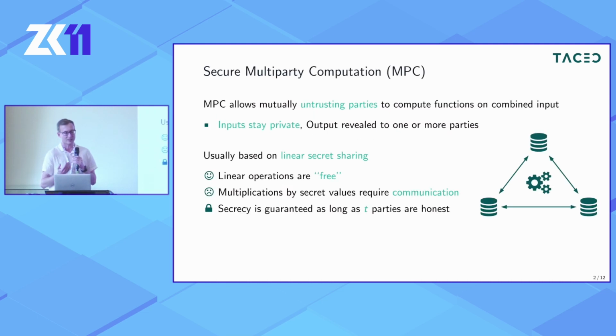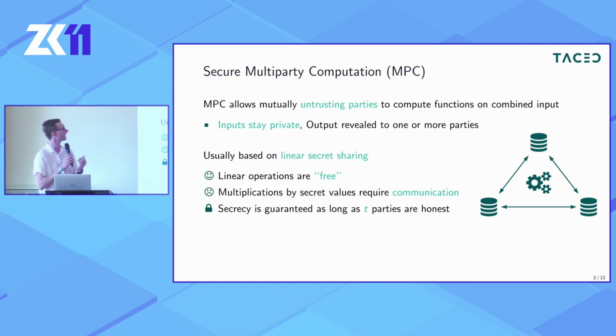One technology that can help here is secure multiparty computation. While ZK might be the privacy technology that most people here are very familiar with, MPC is also a very common privacy technology that essentially allows multiple untrusting parties to compute some function on their secret inputs without revealing them, and then some output is revealed to one or more parties.